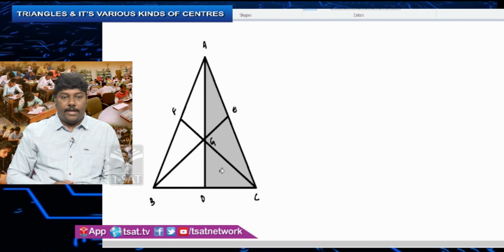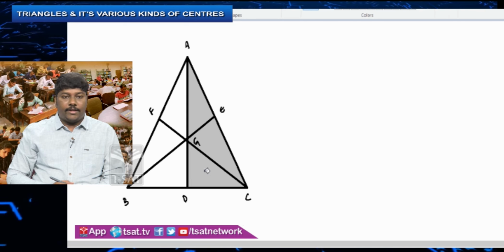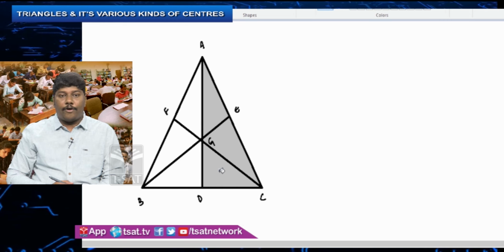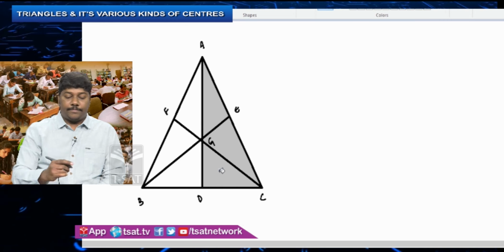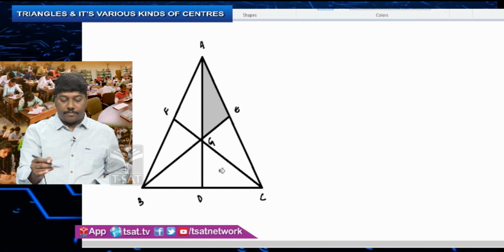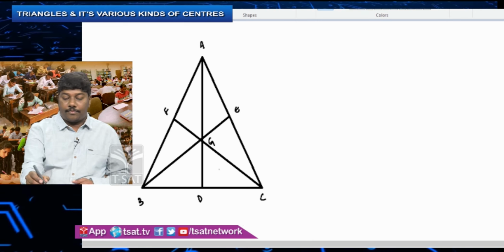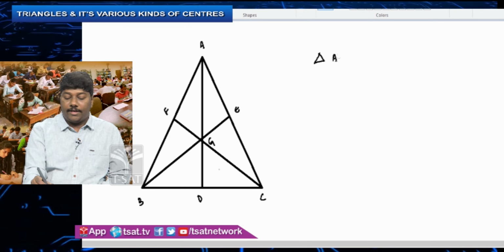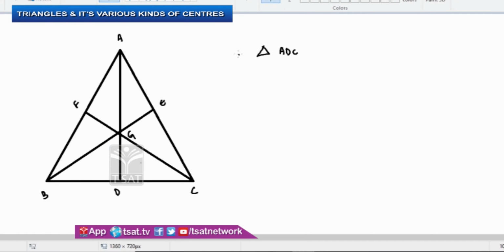Look at triangle ADC. Triangle ADC is exactly half of ABC. Area of triangle ADC is half of the area of triangle ABC.